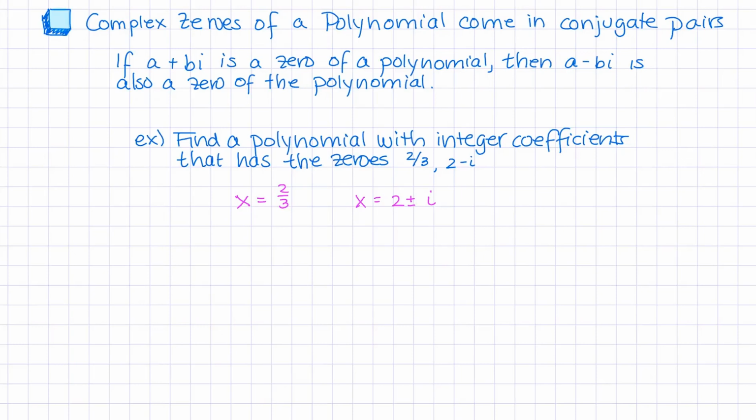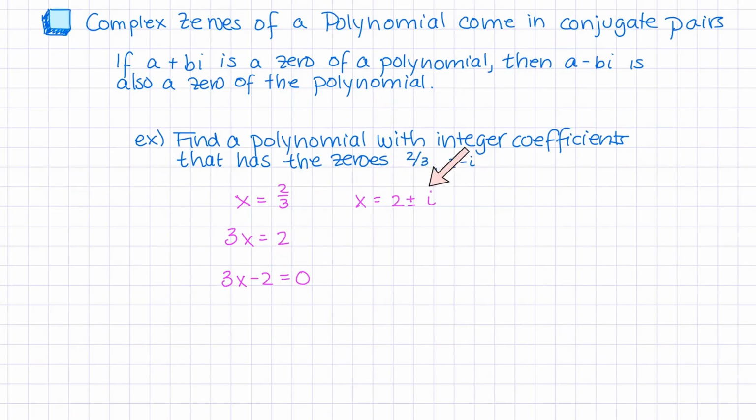Because now I want to find the factors. It does say integer coefficients, so I'm going to have to multiply this all out. That's kind of implying, if x equals 2/3 is a factor, then that means 3x minus 2, or sorry, if x minus 2/3 was a 0, that means that 3x minus 2 was the factor that it came from.